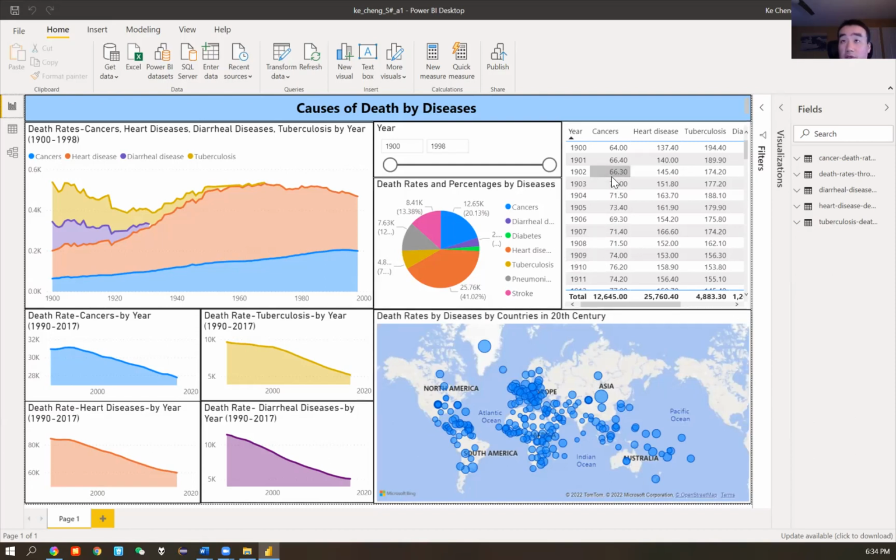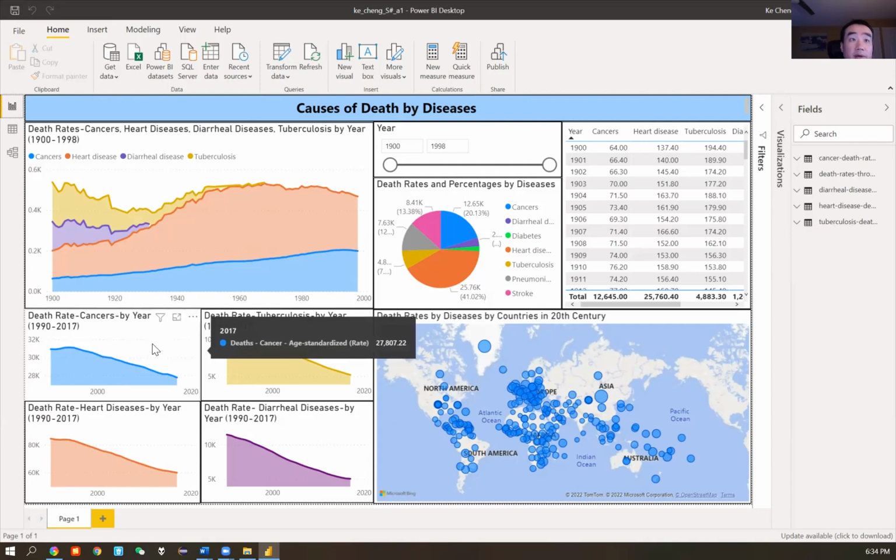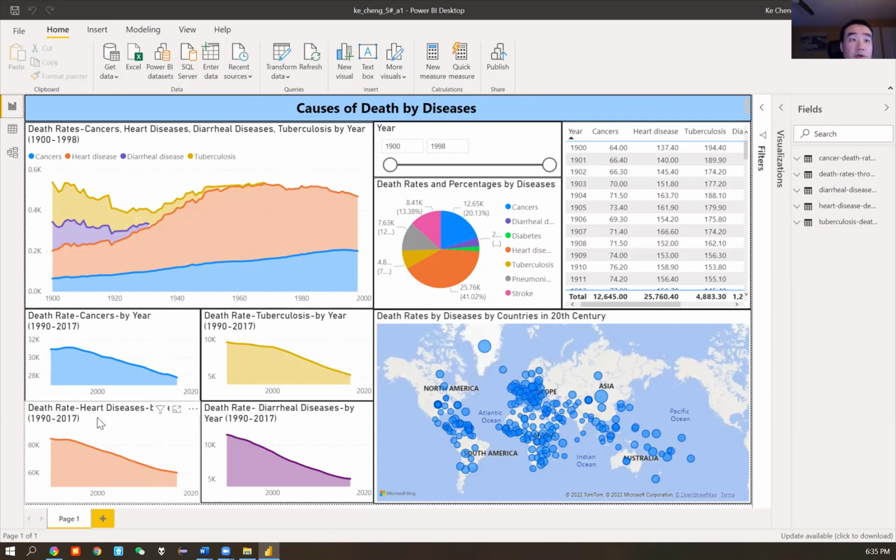The third one is the table. It shows all the data used in the dashboard, including the year, the death rates of cancers, heart disease, tuberculosis, and their health disease. The four graphs in the left corner are the death rates of cancers by year, death rates of tuberculosis, of heart disease, and their health disease by year.